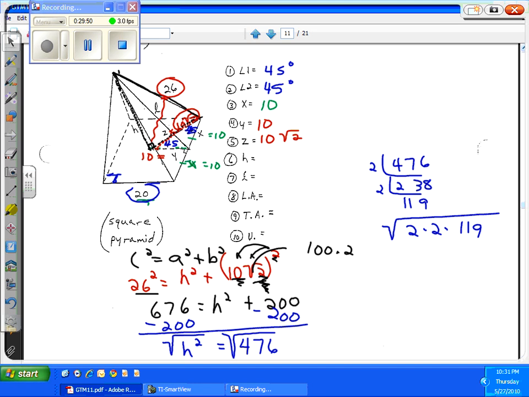Rewrite it as the product of its primes. Circle pairs for square root. Make a new radical. One from the set pops out. What didn't get circled in a set goes back in. And so we have 2 square root 119 for the height as a radical in simplest form.